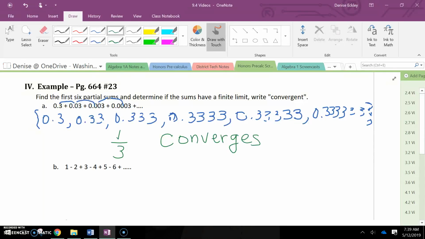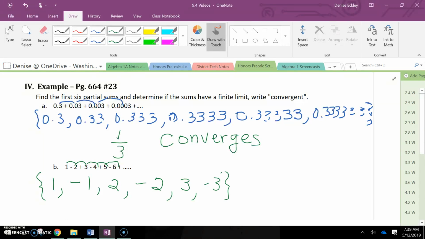Now for the second one, our first 6 partial sums, we have 1 for the first one. When we add the next 2 together, we get -1. And then we add to that 3, so we get 2. Then we add to that -4, so we get -2. And then we're going to add the 5, which will give us 3. And then finally subtract the 6, which gives us -3.